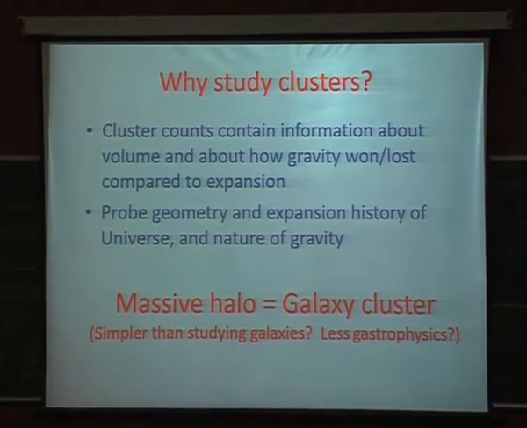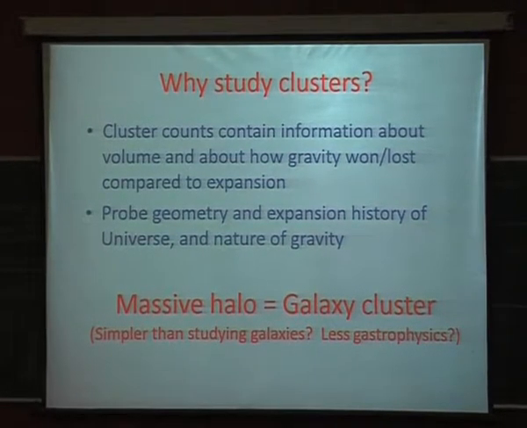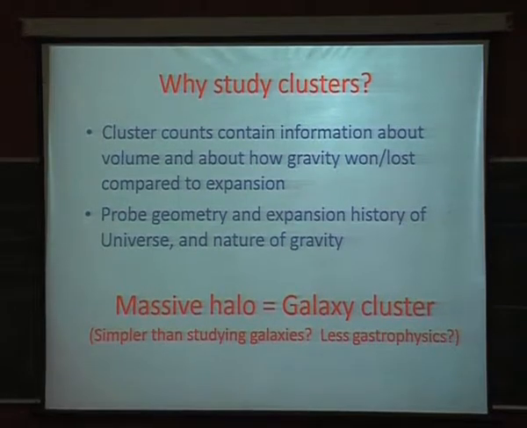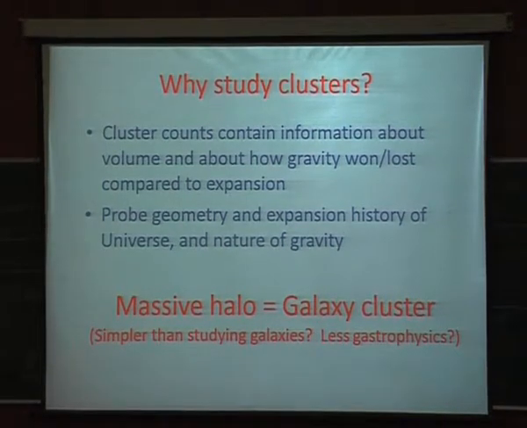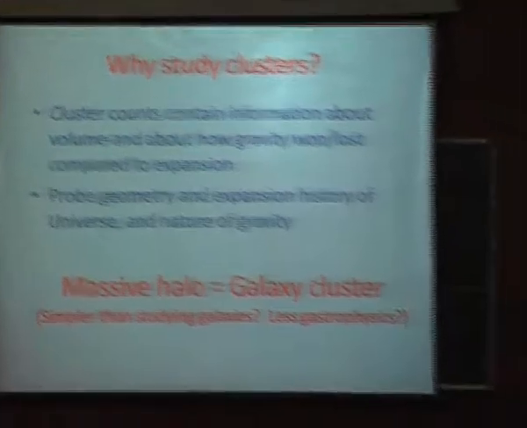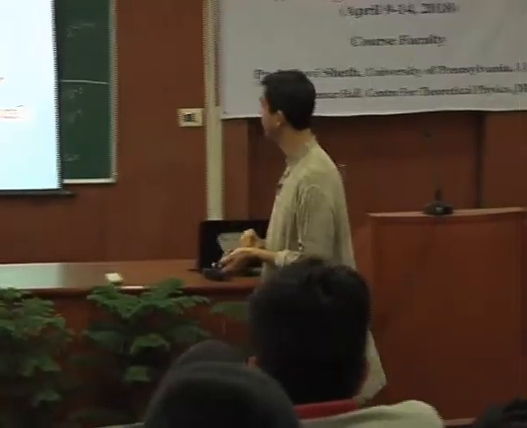But for now, if we know gravity, if it's GR, then from counting where gravity has won against expansion, we can learn about the expansion. So we can constrain the expansion history, okay?